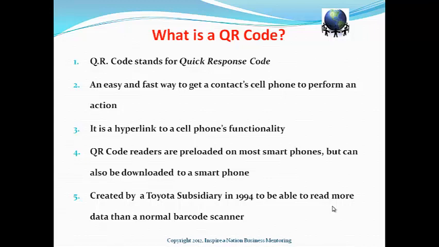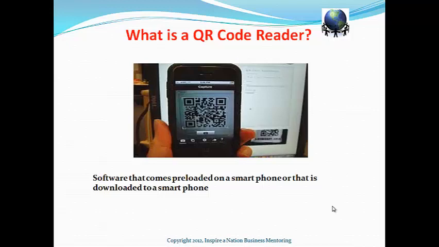So there are a lot of different things that you can do, but again, it's for quick response. Instead of the person having to sit there and manually punch in the letters and numbers in the www dot, you could scan and it would automatically open up that function of the cell phone. That's what a QR code does. And a QR code reader is software that comes preloaded on most smartphones, or that you download to a smartphone, that actually allows you to scan. So when you scan, it automatically puts it into the function of the phone and opens up whatever function window allows the action to occur for that phone.